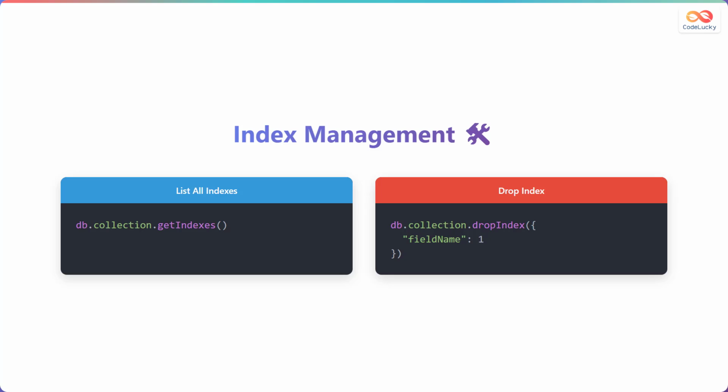To manage indexes effectively, MongoDB provides several commands. To list all indexes on a collection, use the command db.collection.getIndexes. This will show you all the indexes currently active on the specified collection. To remove an index, use the command db.collection.dropIndex, specifying the index to be dropped. For example, to drop the index on field name, you would specify the field name with its sort order.